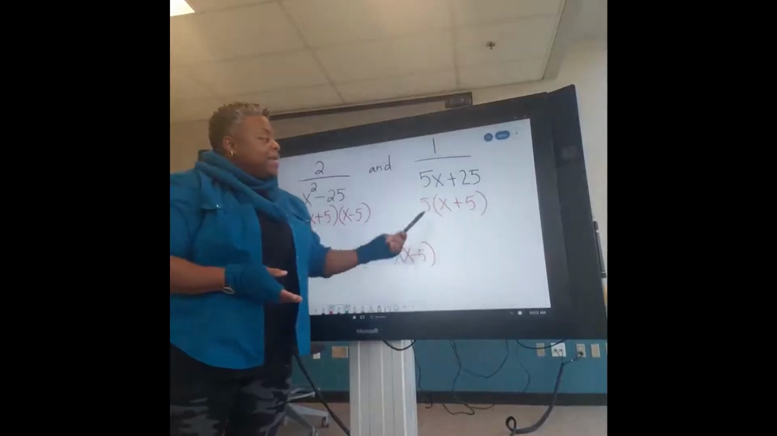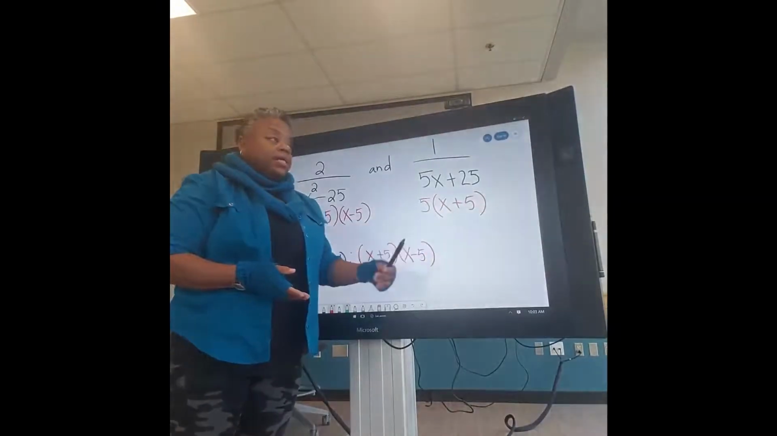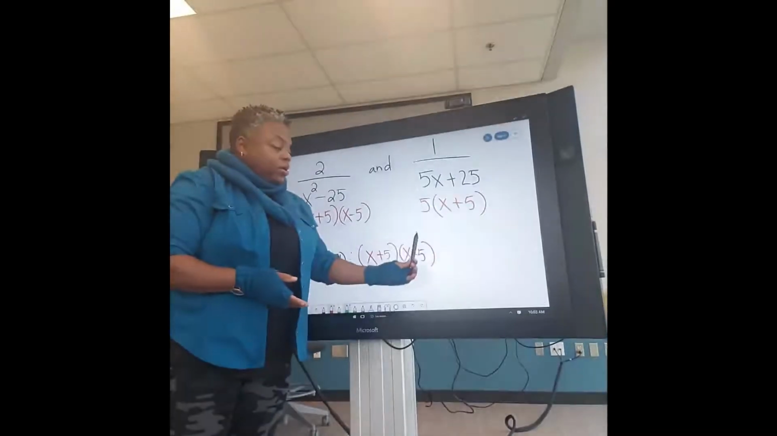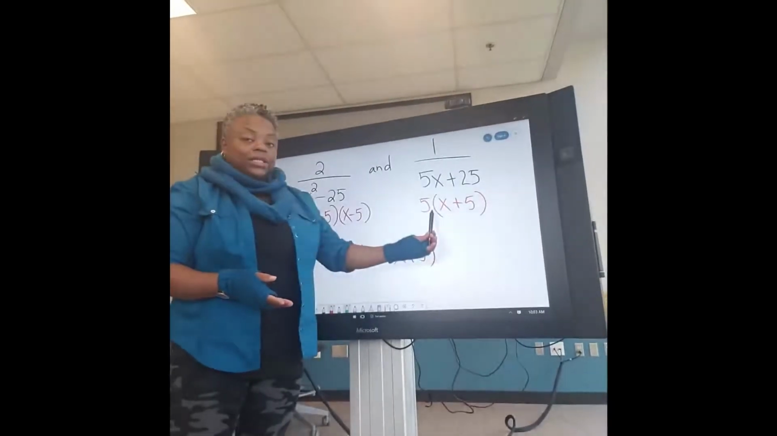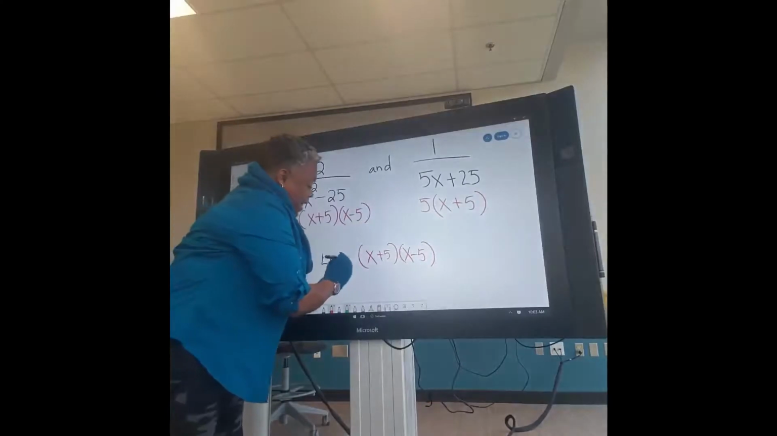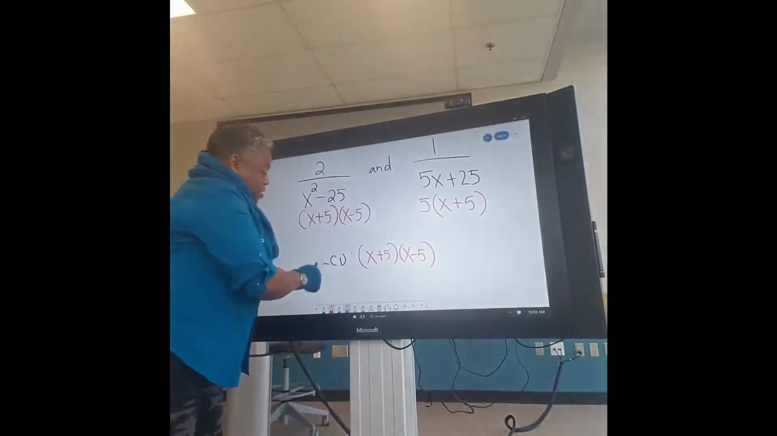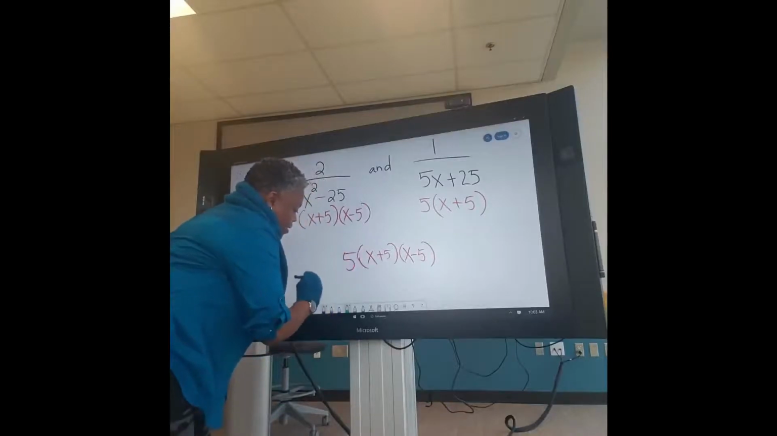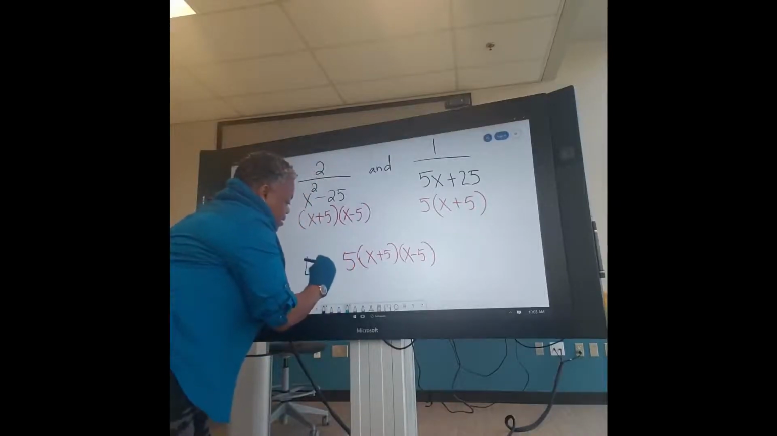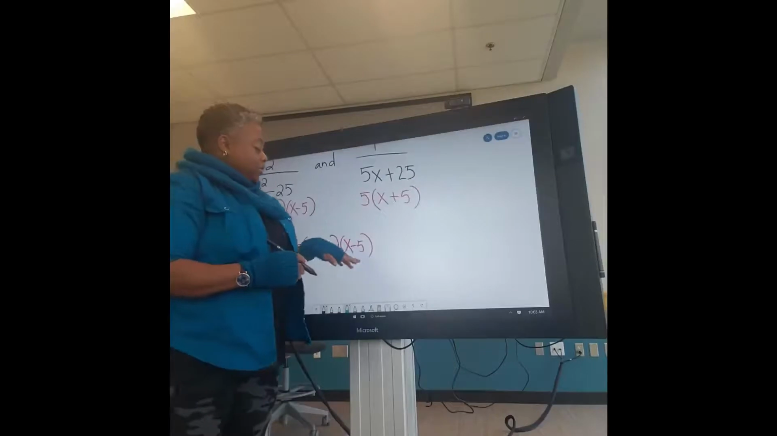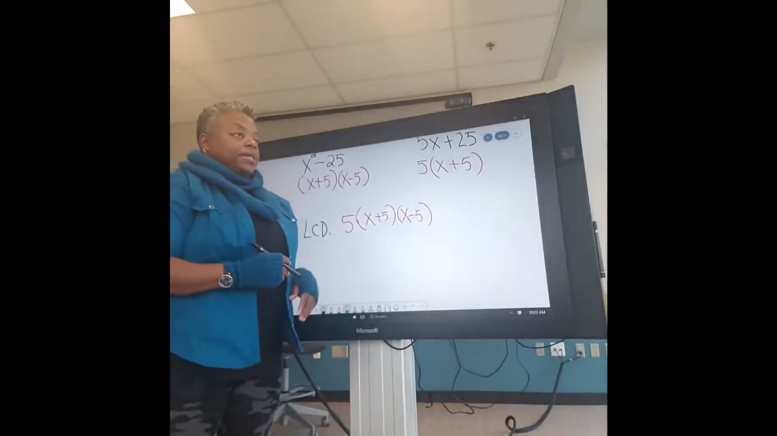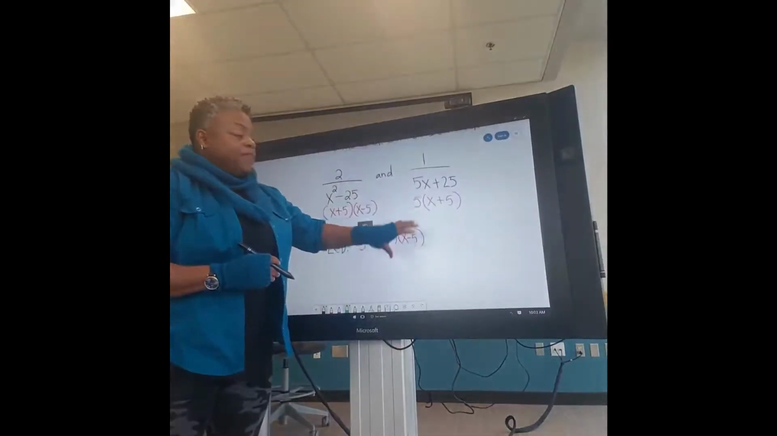And then I have this 5 here. It's not in my first one, so it's missing from my first denominator, or my first part of my LCD, so I just include a 5. And I like to write numbers in the front of parentheses, so then my LCD is 5, the quantity of x plus 5, and the quantity of x minus 5. So this is how you find your LCD.